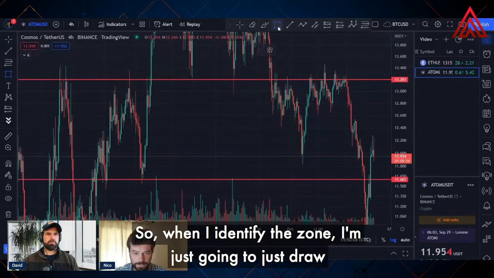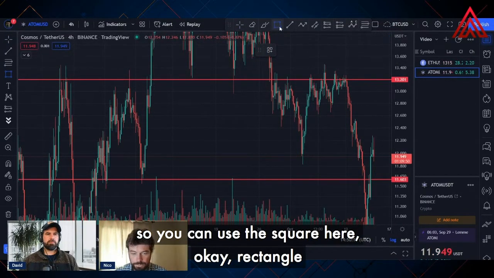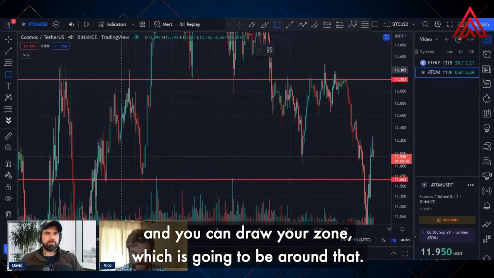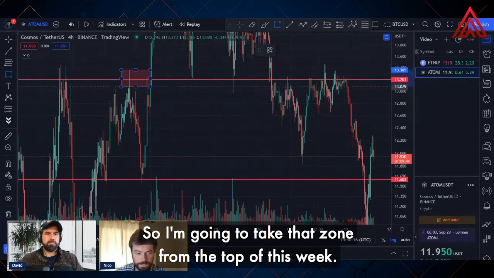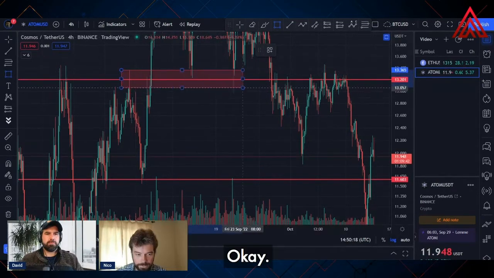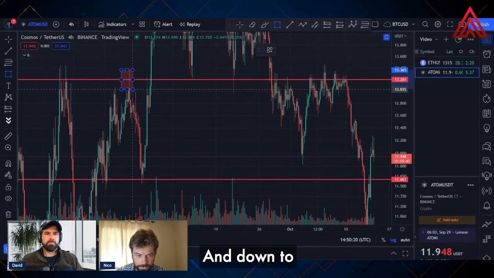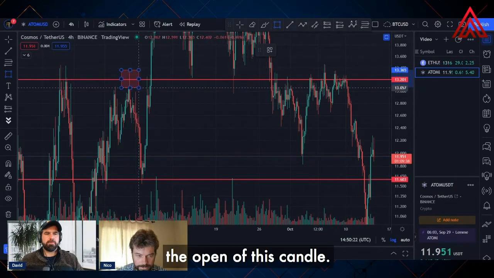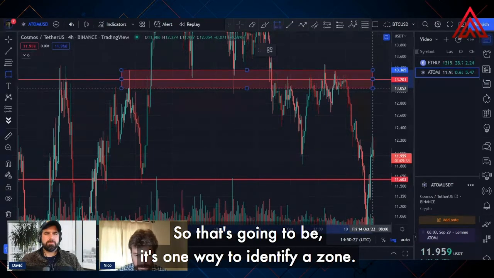So when I identify this zone, I'm just going to draw, so you can use the square here, okay, rectangle, and you can draw your zone, which is going to be around that. So I'm going to take that zone from the top of this wick, okay, and down to the open of this candle.